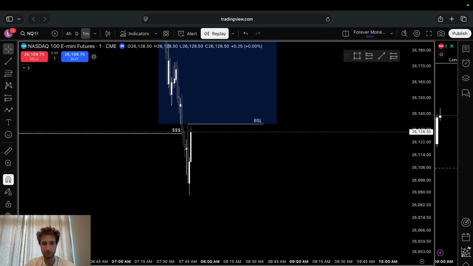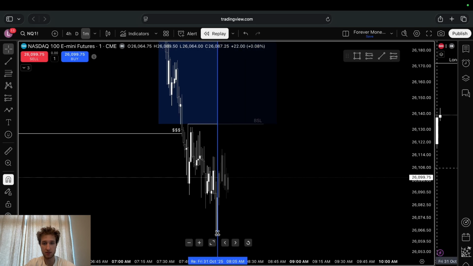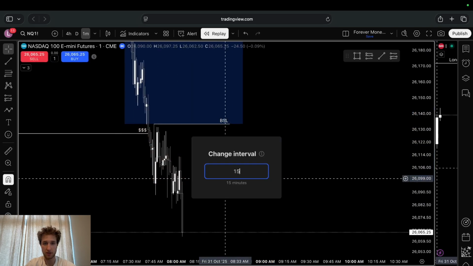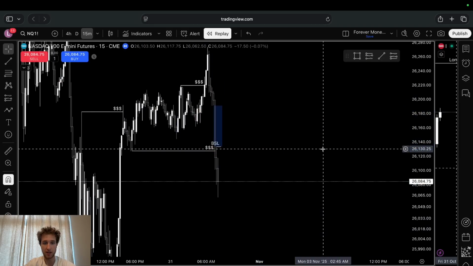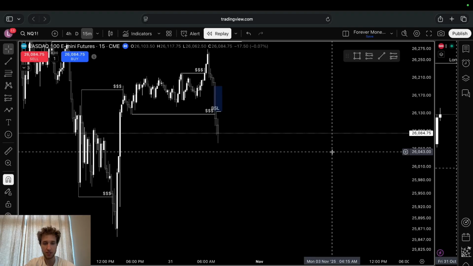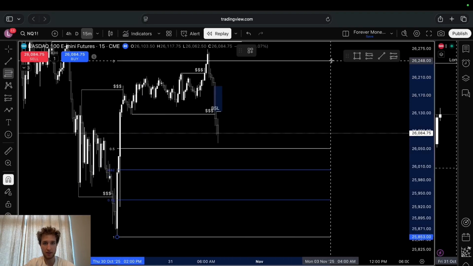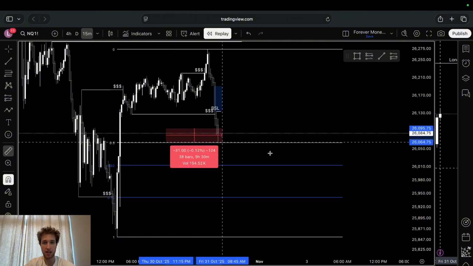Now, we do end up generating all of this buy-side liquidity, right? We end up generating all this buy-side liquidity, and then we also have this unfilled 15-minute fair value gap that we end up putting in. Now, keep in mind, we end up coming all the way back to equilibrium of the price leg, tapping it by the tick.